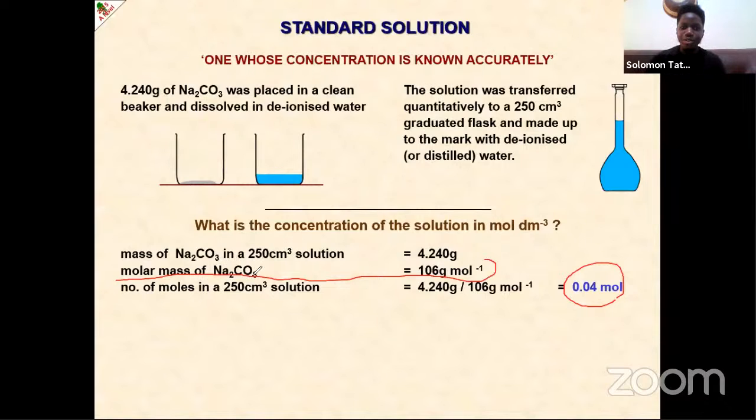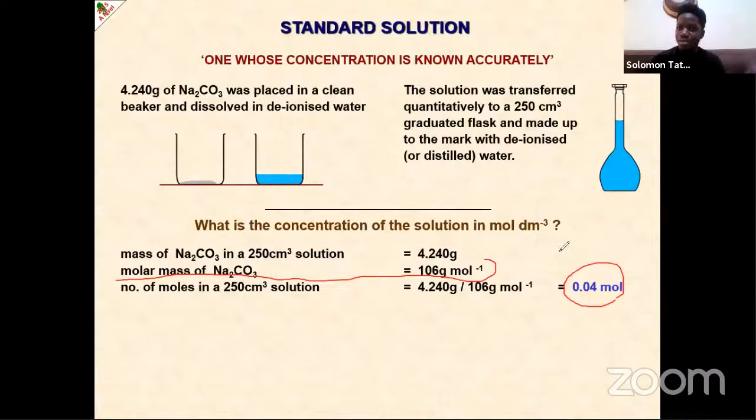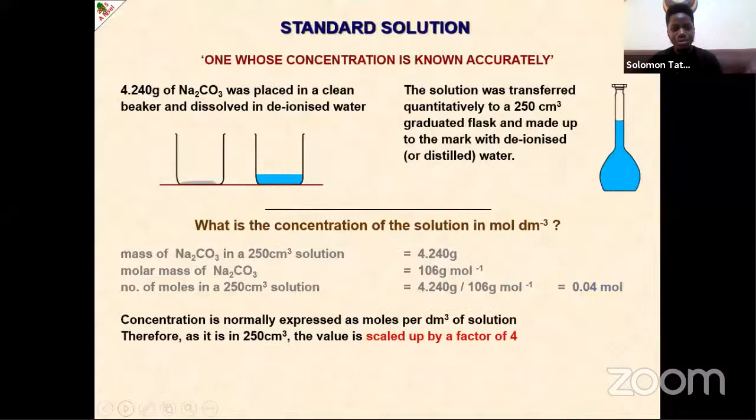All right. So remember the number of moles in 250 cubic centimeters solution is right here, is what we found previously. Okay, so it's important for us to remember that. Now we are finding the molarity. What we shall do is to remember that the units are different. If someone introduced 1,000, you'll know why now. The concentration normally is expressed in moles per decimeters cubed of solution. Therefore, as it is in 250 cubic centimeters, the value is scaled up by a factor of 4.